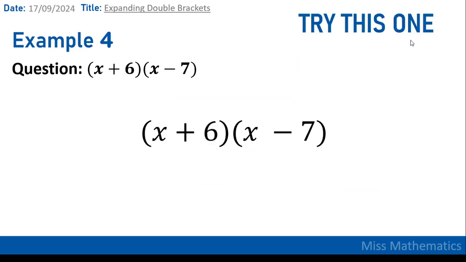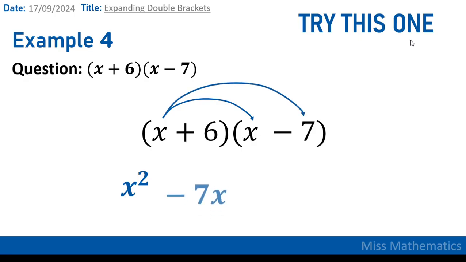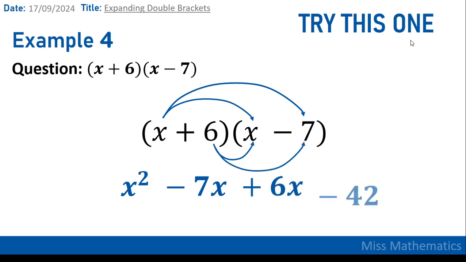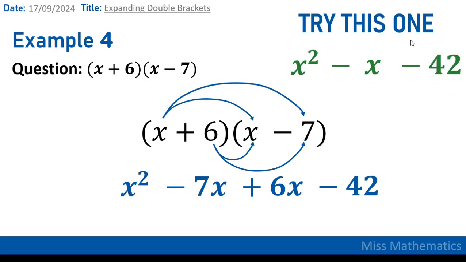So try out this one by yourself before I explain it. So we do x times x, which is x squared, then x times minus 7, which is minus 7x, then we can do 6 times x, which is 6x, and then 6 times minus 7, which is minus 42, and minus 7x plus 6x is minus x, well it's minus 1x, but we can imagine the 1 is there, so we can just write minus x. So therefore we get the answer of x squared minus x minus 42.